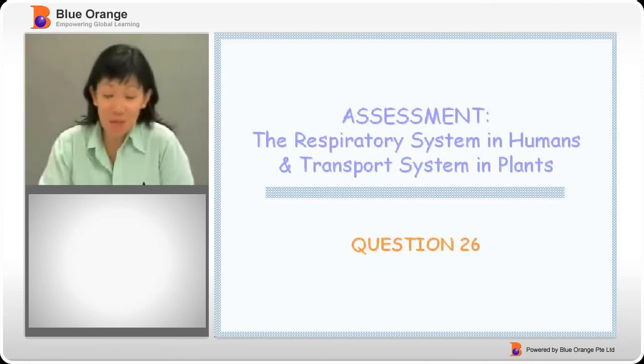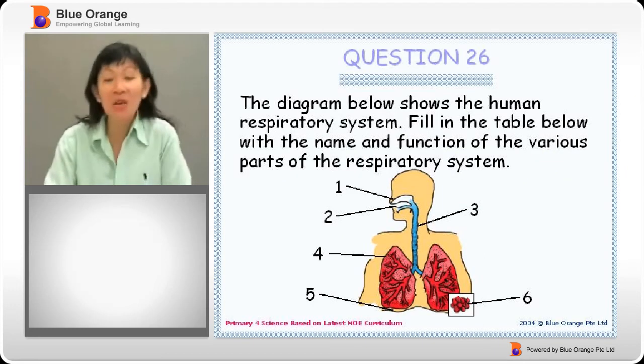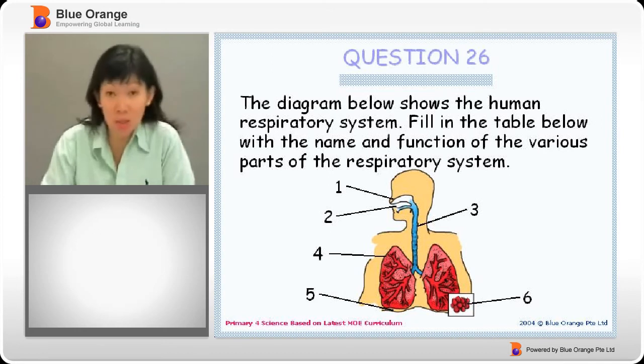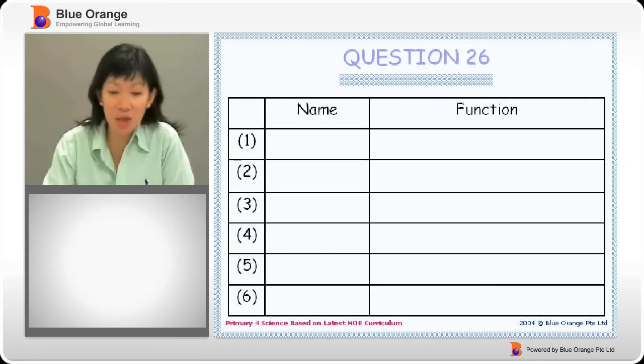Hello students, we have come to question number 26 of the assessment on the respiratory system in humans and transport system in plants. Now, for this question, it's like a revision on the different parts of the respiratory system. Let's take a look at this question more closely. The diagram below shows the human respiratory system. Fill in the table below with the name and functions of the various parts of the respiratory system. Right? Let's take a look.